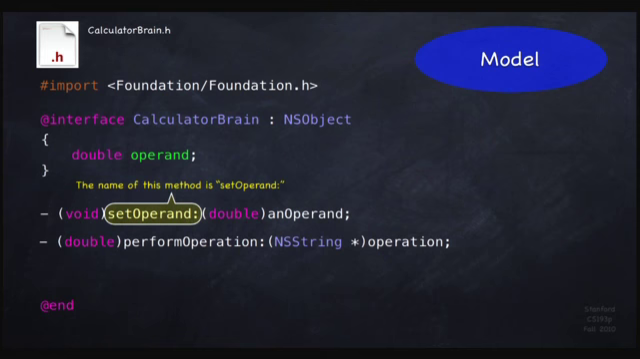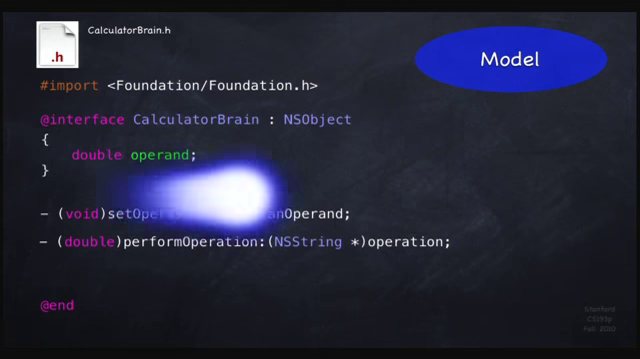This is the name of this method. setOperand colon is what we would say. Some people might say it's called setOperand, but usually if it takes an argument, we say the word colon when we're saying the name of it. And I'll show you in a second what happens if it has multiple arguments, because it's kind of funky. Definitely not what you're used to.